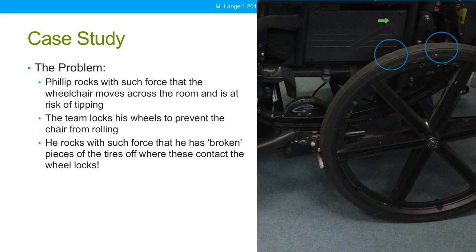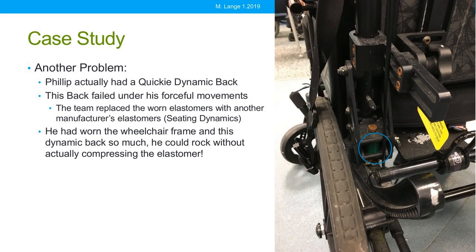The challenge then is he exerts so much force that, if you look carefully, and it's a little hard to see on these pictures, all around his wheel he has chunks of the tire that are missing because he's broken them off around the wheel lock each time he is locked into position. That's how much force he's using. He's using a lot more force than it may look like on that video.